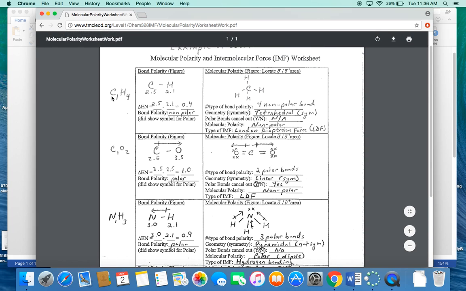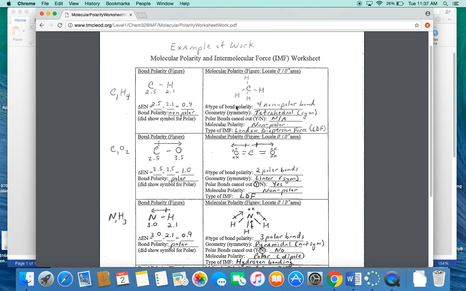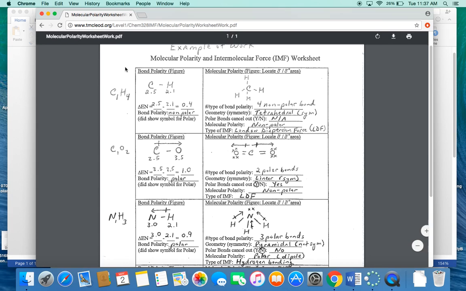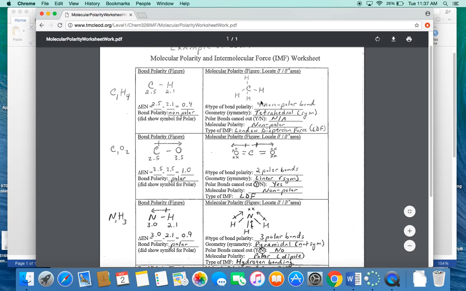The first one is CH4. C to H is the bond. 2.5, 2.1, you have 0.4, nonpolar. It's a nonpolar bond. Here's my Lewis dot structure. The first line is the line people make mistakes on. It's asking you for the bond polarity, not whether it's a single, double, or triple bond. So in this case, you have nonpolar bonds because that's what that block tells you, and you have 4 of them due to the Lewis dot structure.